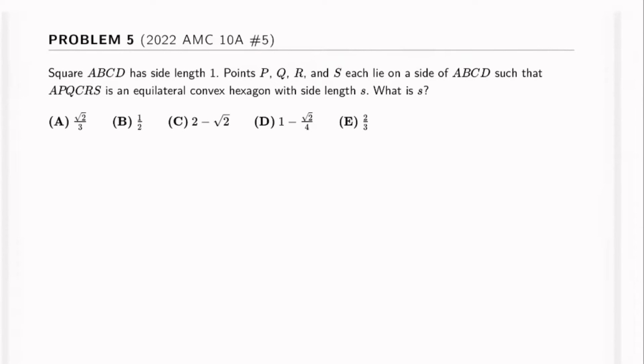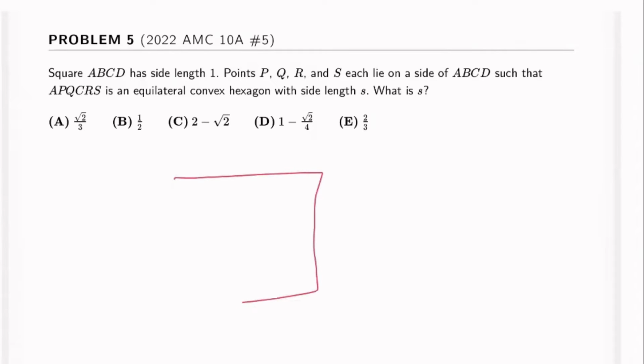Okay, so we have a square ABCD with side length of 1, and P, Q, R, and S lie on the sides of ABCD such that APQCRS is a large convex hexagon with side length of s. Then we want to find s from here. Let's kind of visualize what's going on. So we have a square. Maybe I should start with that.